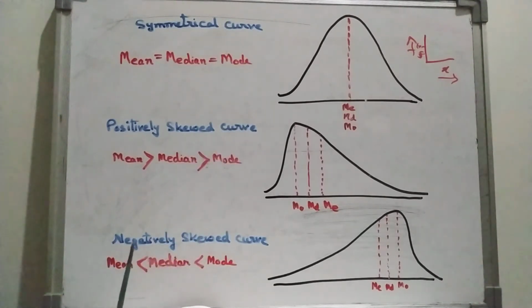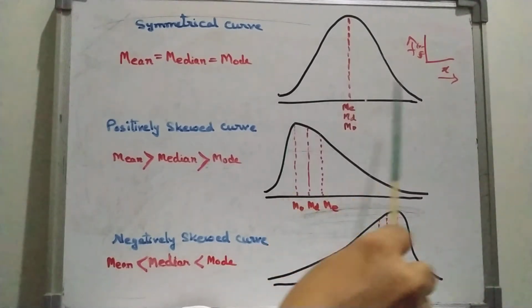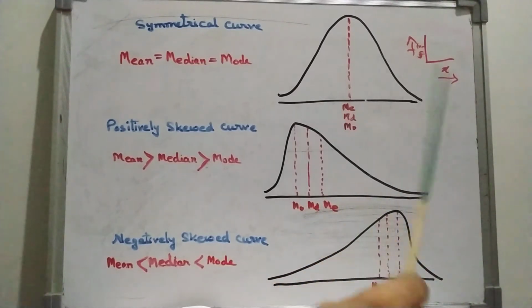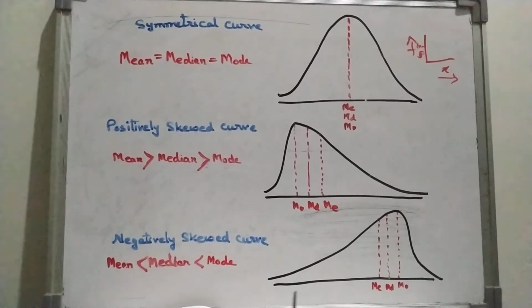Now let us come to the third one, which is the negatively skewed curve. Look at the curve. If we get a curve like this, that means it is a skewed curve. Positive or negative, how do we find? We check this: the left hand side tail is longer than the right hand side, so it is negatively skewed. Look at the first figure, here both the tails are equal, the length is the same on both sides.